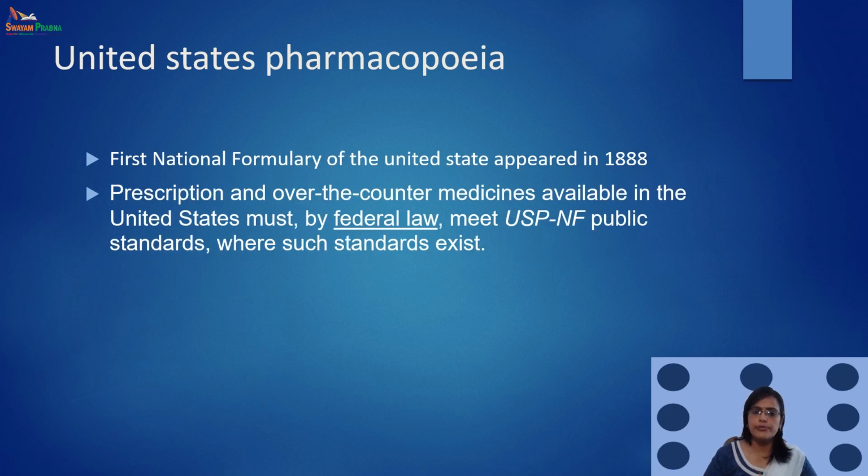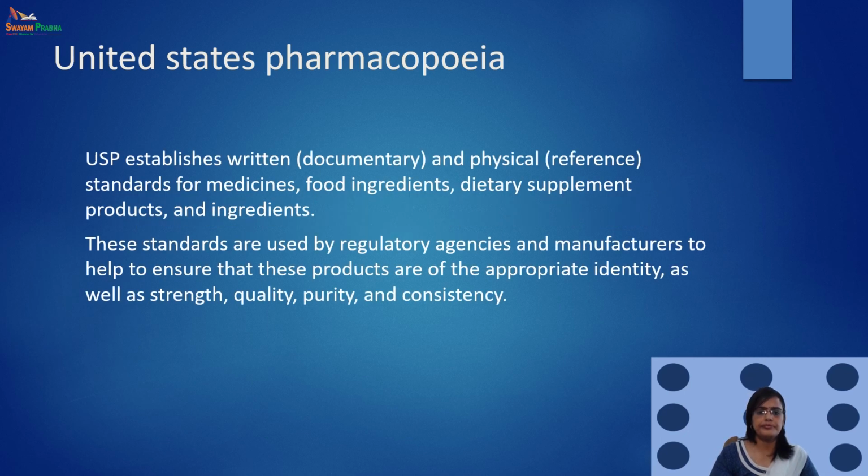The first national formulary of the United States appeared in 1888. Prescription and over-the-counter medicines available in the United States must by federal law meet USP and NF public standards where such standards exist. USP establishes written, documentary and physical standards for medicines, food ingredients and dietary supplement products and ingredients. These standards are used by regulatory agencies and manufacturers to help ensure that these products are of appropriate identity as well as appropriate strength, quality, purity and consistency.